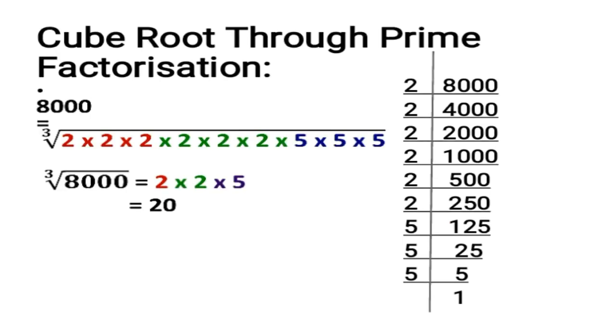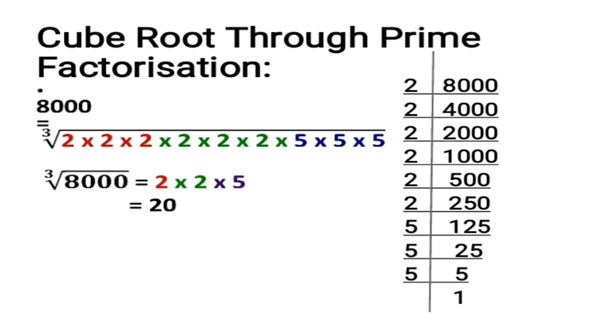And now students, first we will see cube root through prime factorization method. See here what question we have? 8000. So first we will find the prime factors. 8000 is divisible by 2. How many times? 4000 times. 4000 is again divisible by 2, 2000 times. 2000 is again divisible by 2.